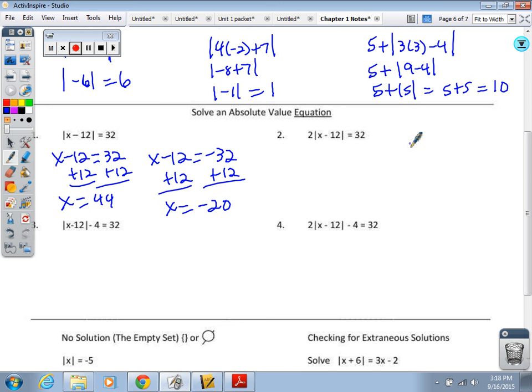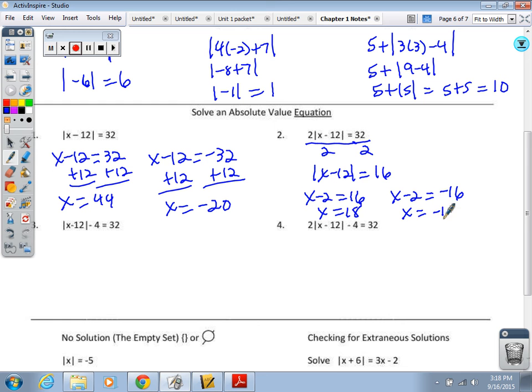On number 2, you want to get the absolute value by itself again, so we're going to divide both sides by 2. When you do that, you get the absolute value of x minus 12 equals 16. Then x minus 12 equals 16, and x minus 12 equals -16. So x is 28, and then x is -4.